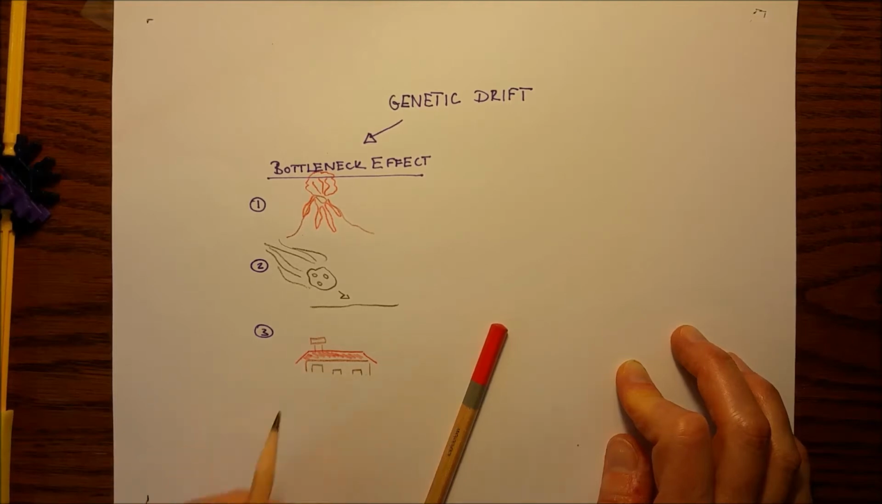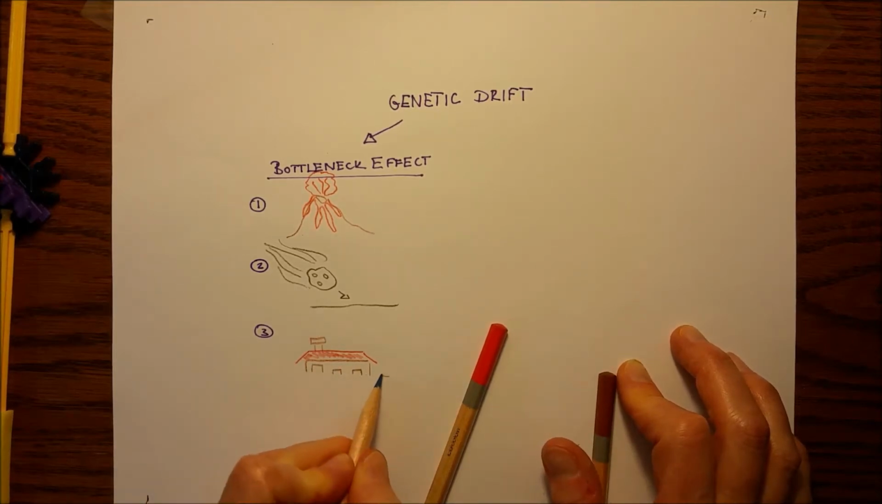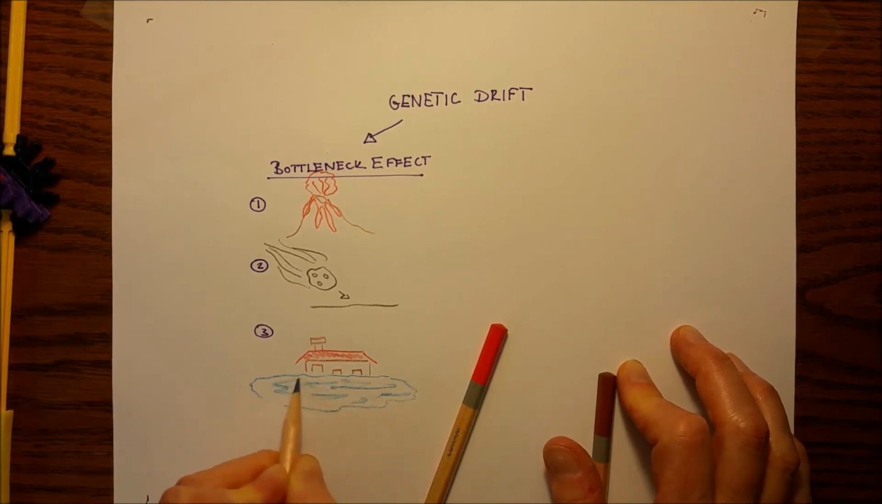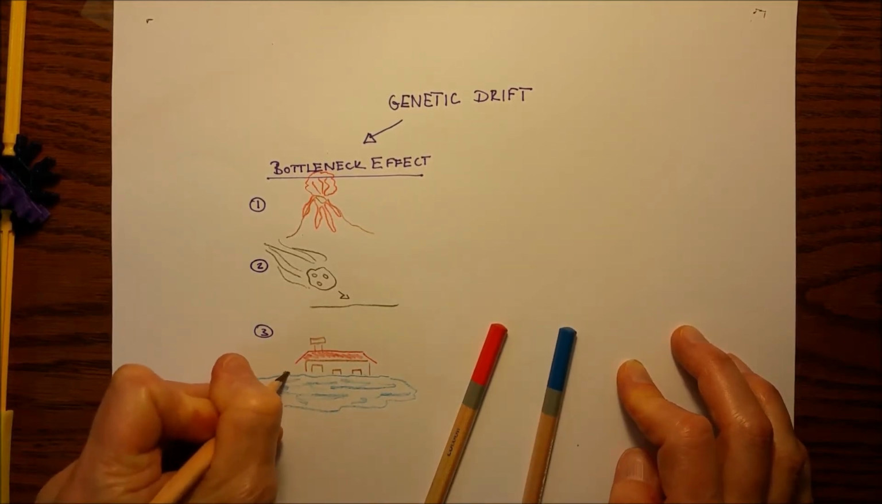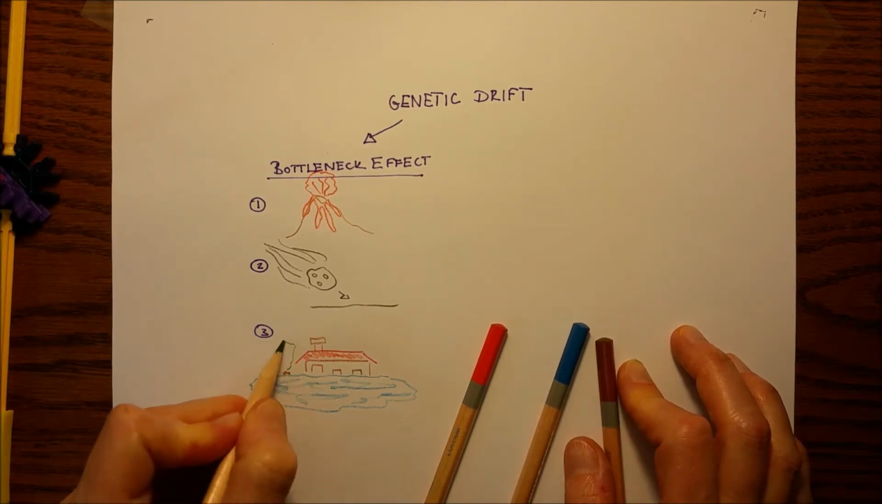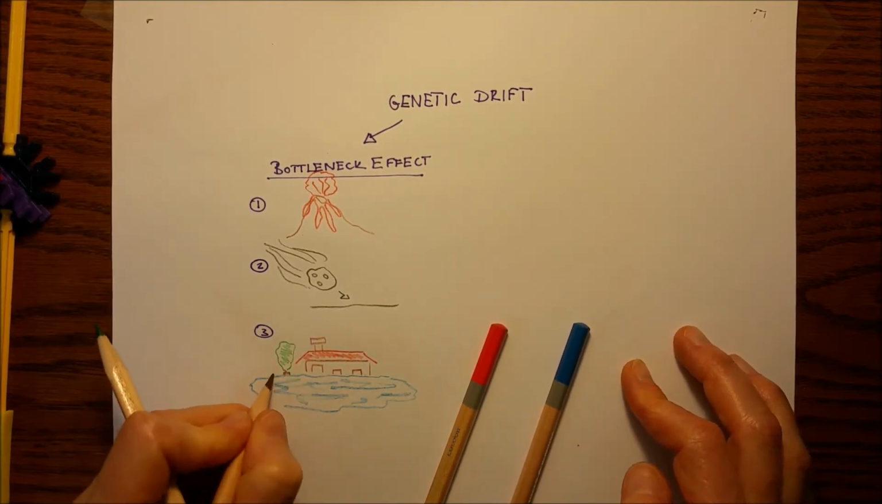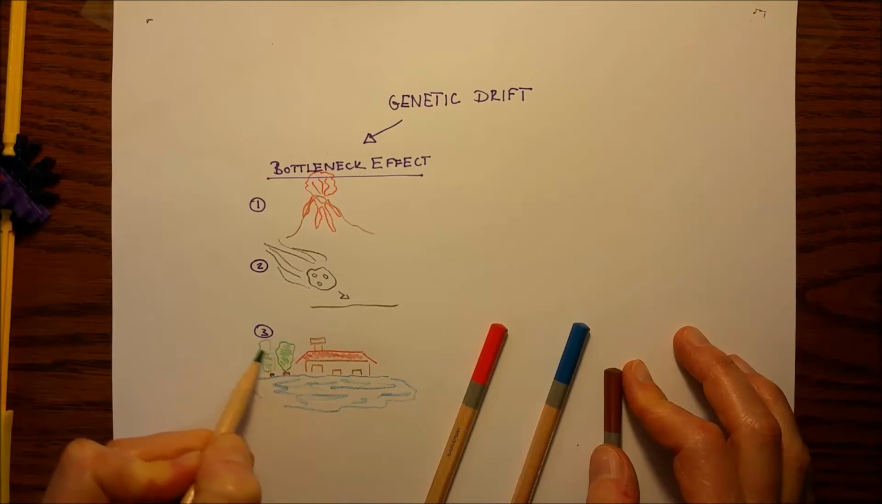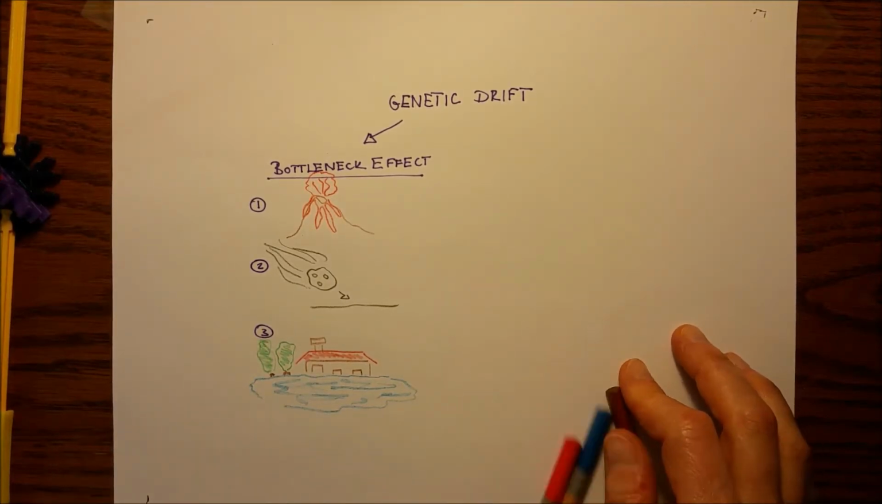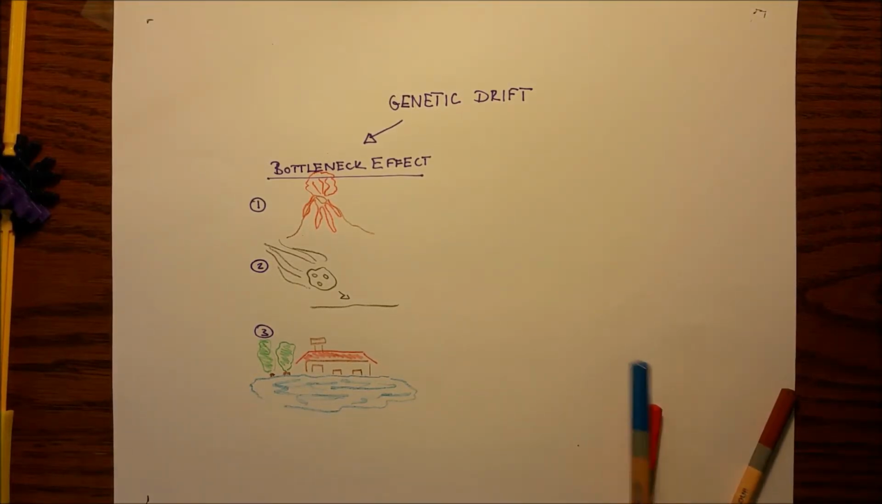And all examples of the bottleneck effect reduce the population size dramatically, so they wipe out some of the alleles that might be necessary for the organisms for natural selection and to survive.